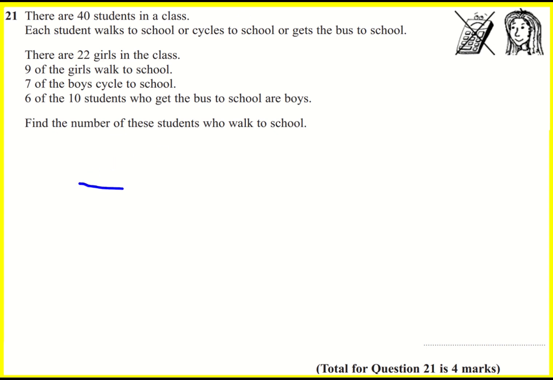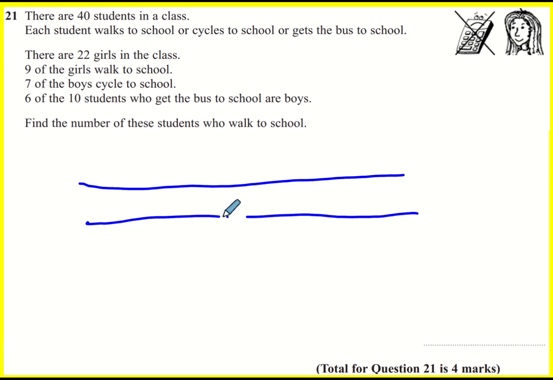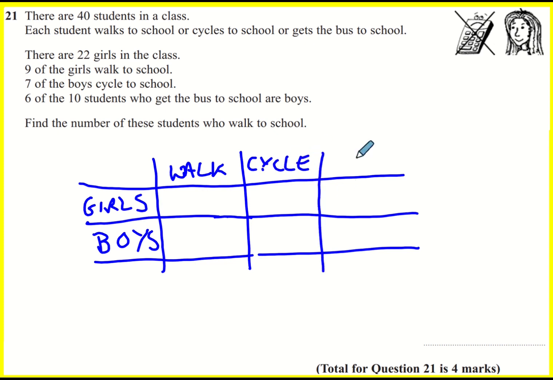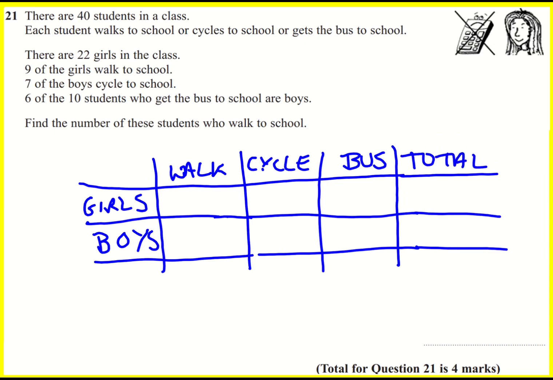Okay, so it doesn't have to be a work of art, I'm just going to draw a basic table. And I'm going to have girls, boys, and I'm going to have walk. You don't even have to write these out, you can just put W, cycle, and bus. And you also need a total column as well. Should have given myself a little bit more room, or extended my table a little bit better, but it doesn't matter.